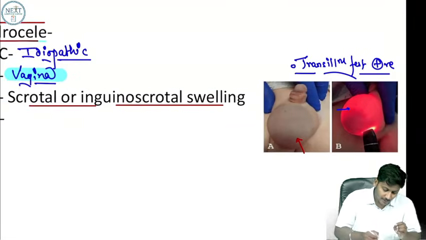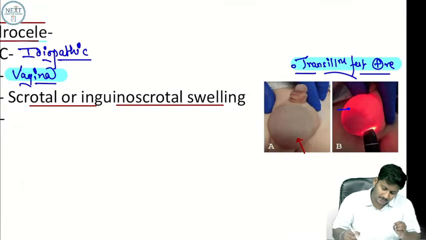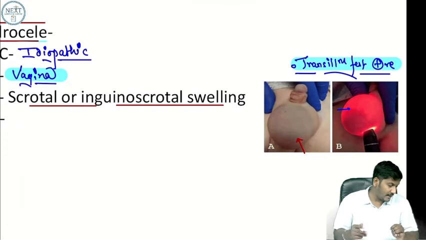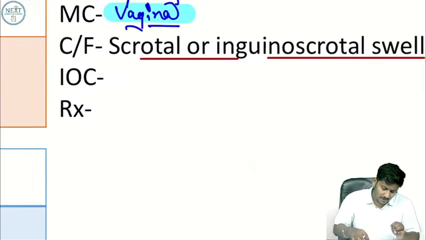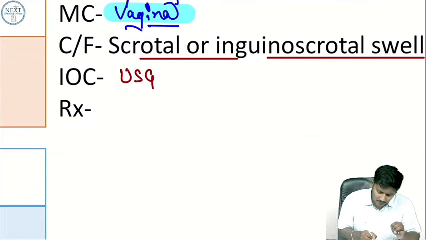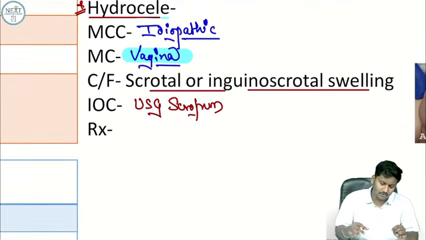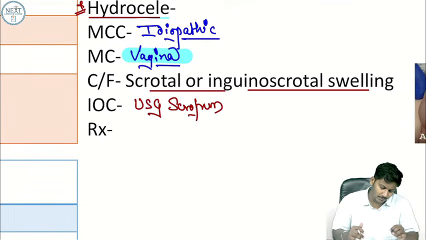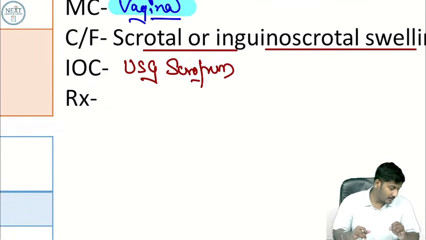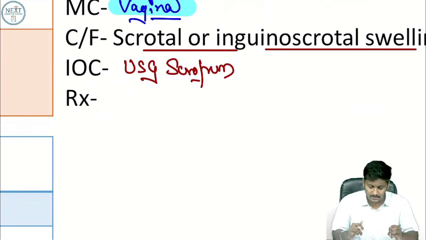Important is, over here you have to remember one more thing, and that is investigation of choice. We know, beta, it is just a fluid collection basically, and as it is a fluid collection, therefore you just have to go for an ultrasound scrotum. So ultrasound scrotum will be the investigation of choice in a case of hydrocele. That is important to be remembered. Yes, very good. Lymphatic filariasis or Bancroftian filariasis is the infection which can increase the risk of hydrocele.